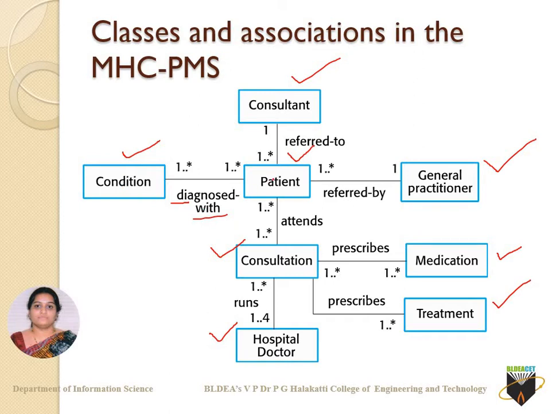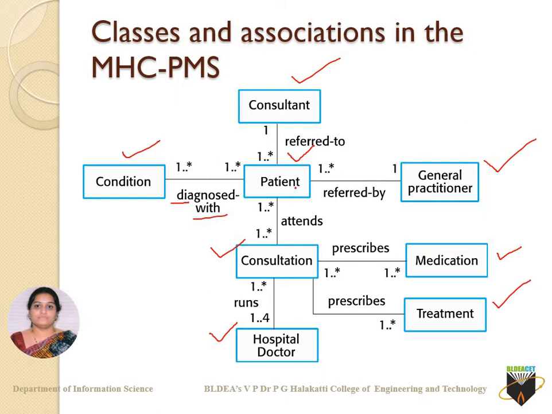Whenever you are diagnosed as a patient through some consultants, you come across that you are being referred by a general practitioner. Okay, so the patient attends the consultation. This consultation can have three different outputs. What is that? Either the consultation prescribes some kind of medication, or else it prescribes a treatment, which can be for a prolonged period or a single time of medication. Else the consultation says that you are to be addressed by a hospital doctor, who runs a hospital.